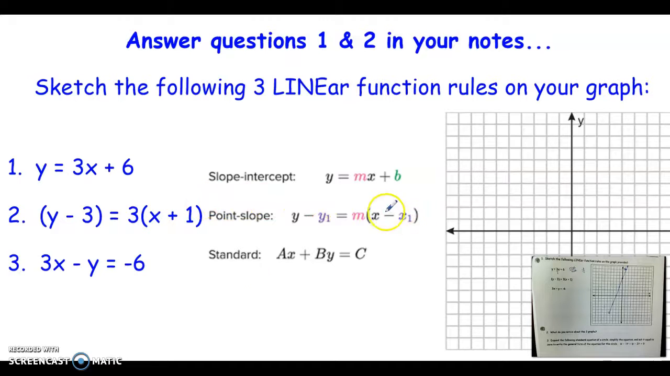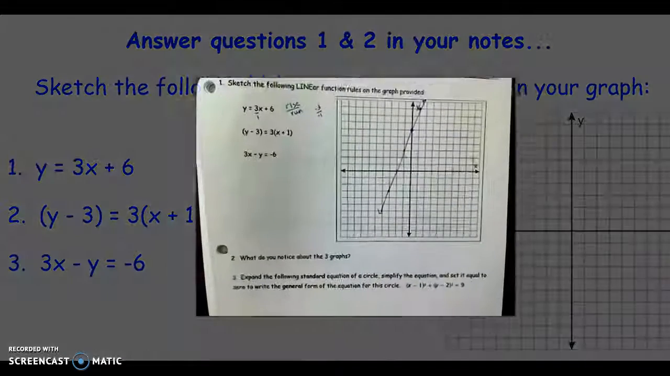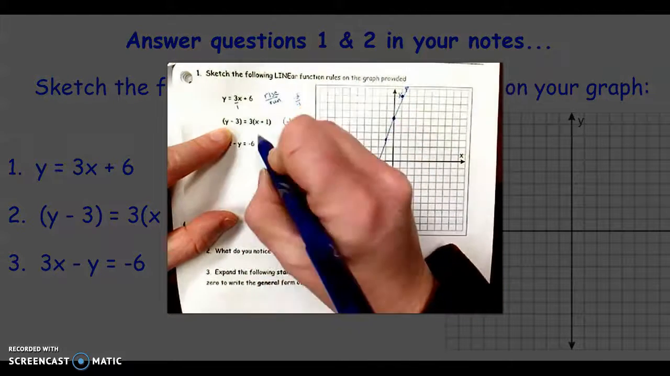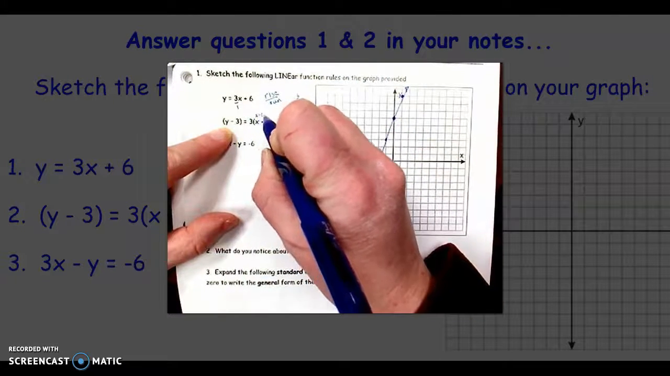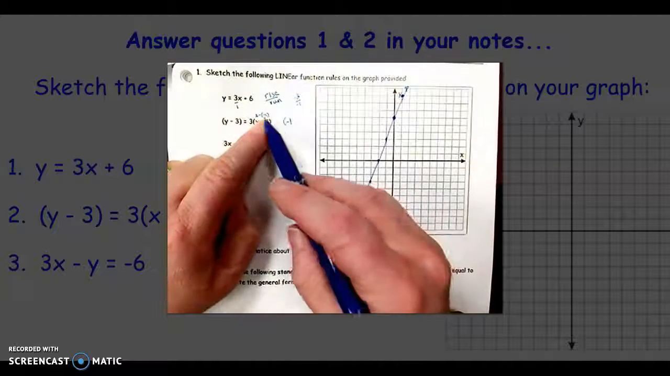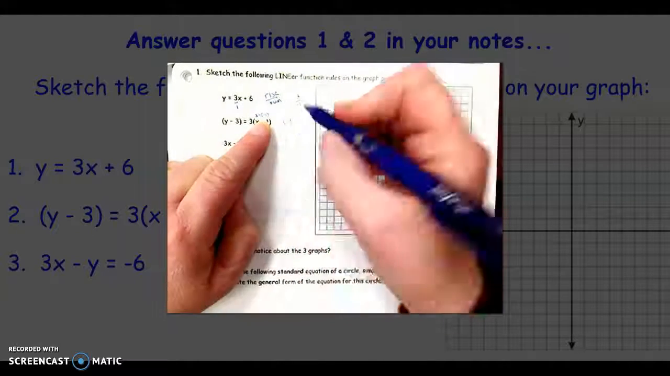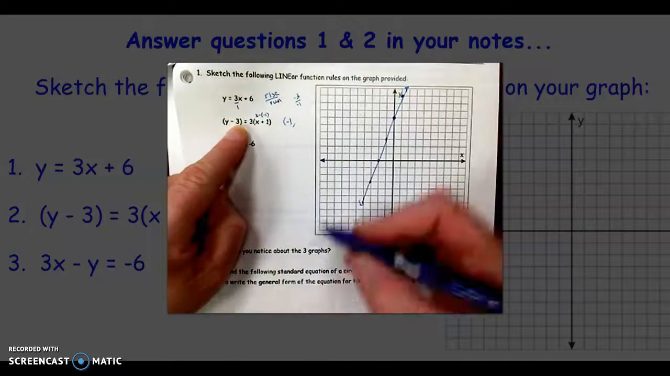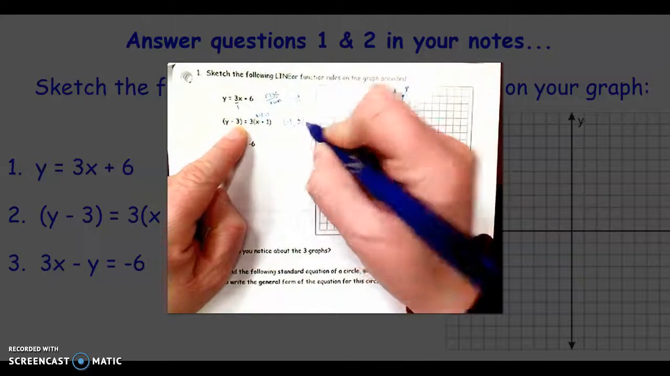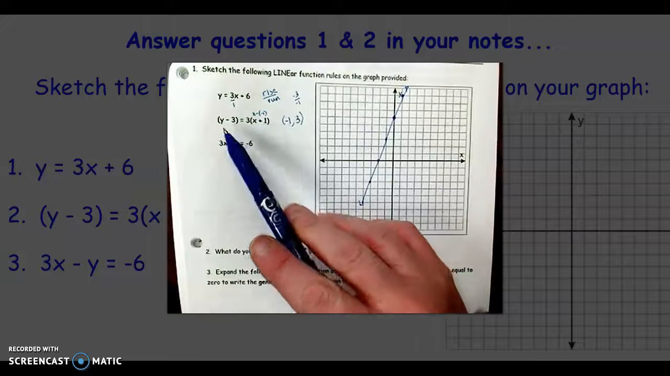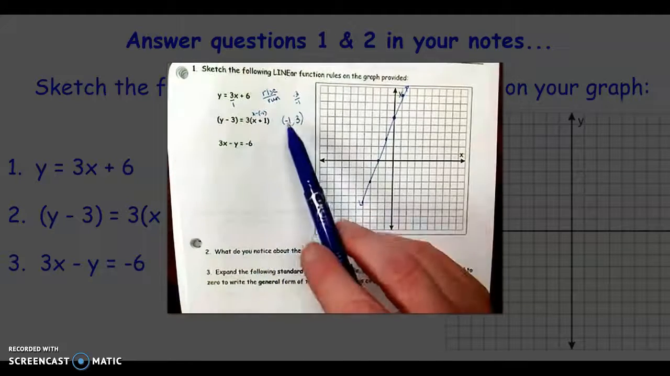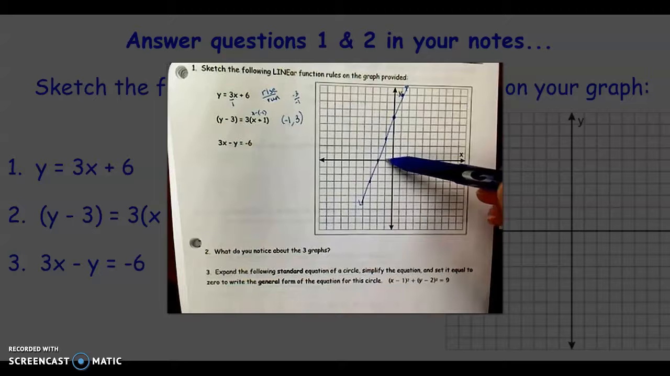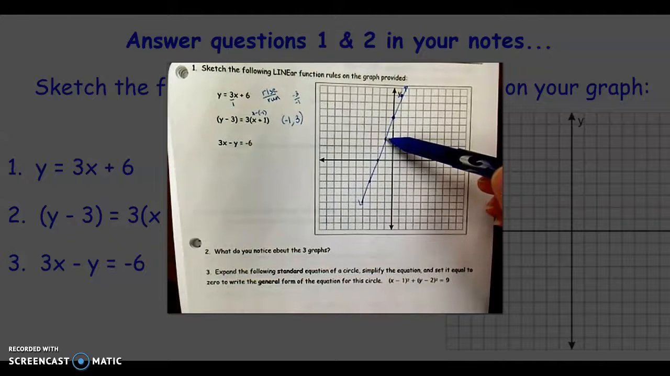So that tells me the x of the point that I'm trying to graph is actually a negative 1, because x plus 1 is the same thing as x minus negative 1. So my x-coordinate is negative 1. Now the y-coordinate, what is being subtracted from y? A 3. So again, just like with a circle, these signs are actually liars of the signs of the coordinate. So this line goes through the point negative 1, 3. Well, here's that point right there, negative 1, 3.